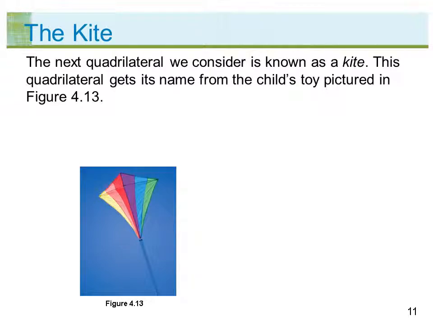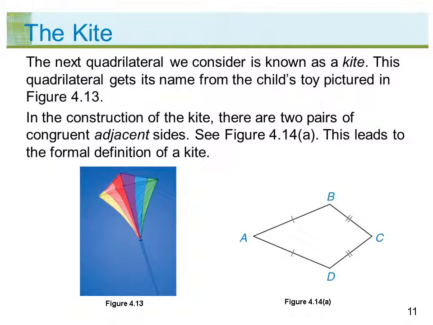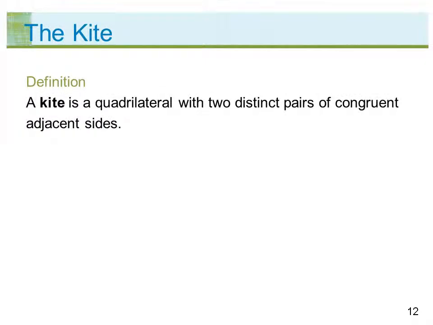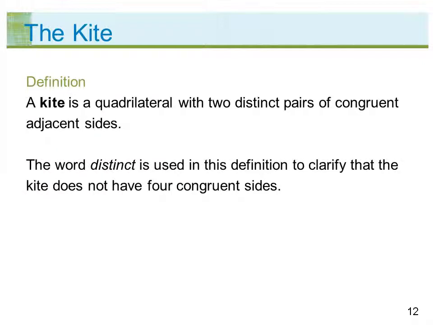The next quadrilateral we consider is known as a kite. This quadrilateral gets its name from the child's toy pictured in figure 4.13. In the construction of the kite, there are two pairs of congruent adjacent sides. See figure 4.14a. This leads to the formal definition of a kite. Definition. A kite is a quadrilateral with two distinct pairs of congruent adjacent sides. The word distinct is used in this definition to clarify that the kite does not have four congruent sides.